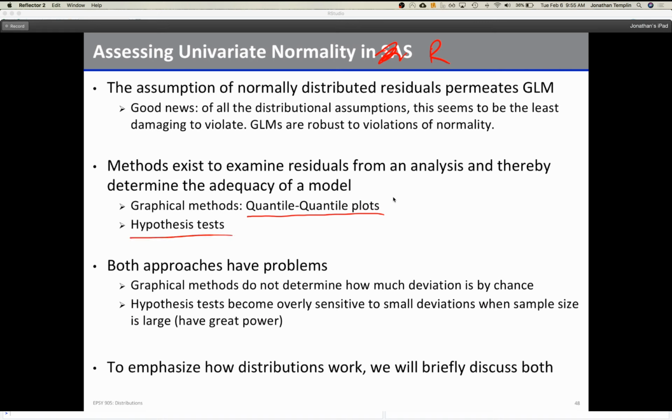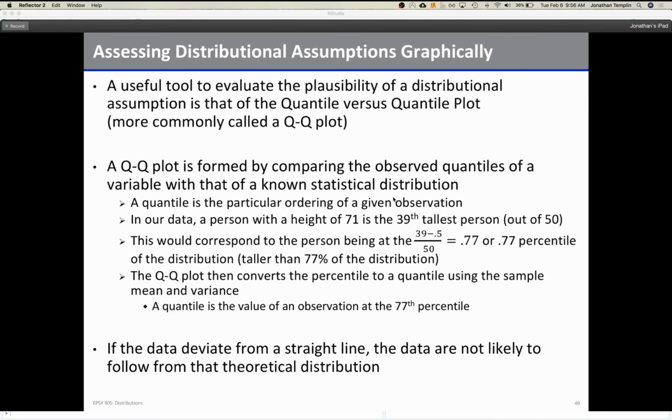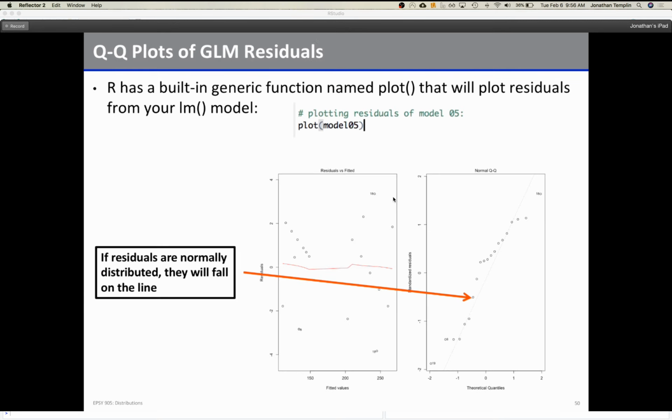There are also hypothesis tests that work. The hypothesis tests are really sensitive to minor deviations from it. The QQ plots are nice, sort of to look at, a quick visual depiction. So again, a QQ plot, this is how you get to do it, but in R we can just actually use the plot function. We take a model and submit it to this function plot.